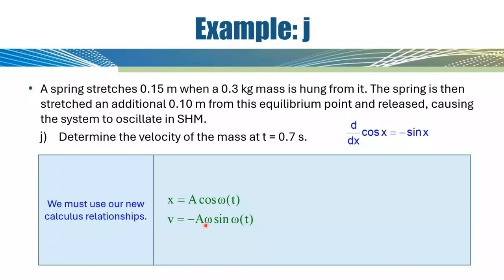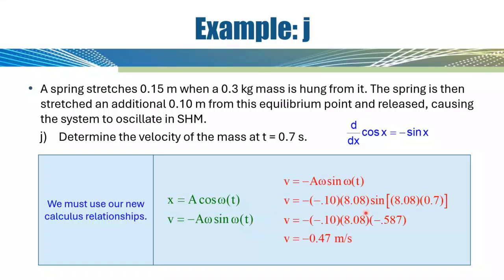So now that we have written the velocity function, let's use it to find the velocity of the mass at 0.7 seconds. So we're going to plug 0.7 in for time. We're going to plug in our amplitude. We already have a negative sign, and our amplitude is -0.1. Omega is 8.08 times sine of 8.08 times 0.7 seconds. Doing all of our number crunching. Remember, calculator in radians. I got an answer of -0.47 meters per second.